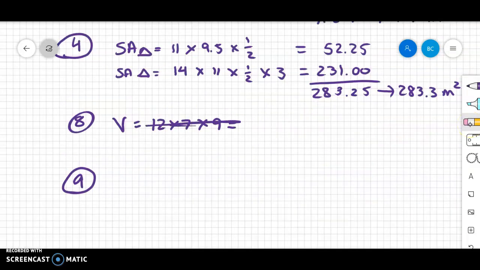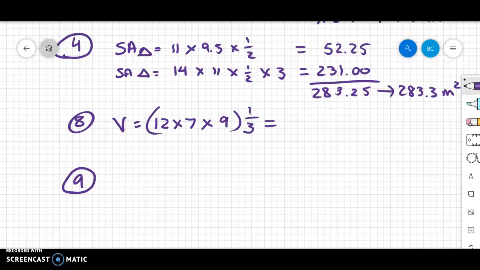Next, I'm going to move on to the volume of regular pyramids. So I'm looking at problem number 8. I know that the area of my base is 12 times 7. And then I'm going to multiply that times the height of the pyramid, which is 9. And then that whole thing gets multiplied by 1/3 because it's a pyramid. I'll do that calculation in just a minute.